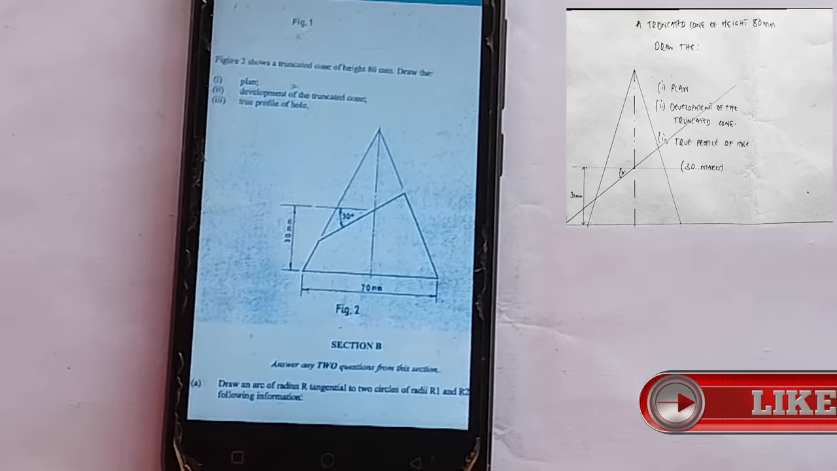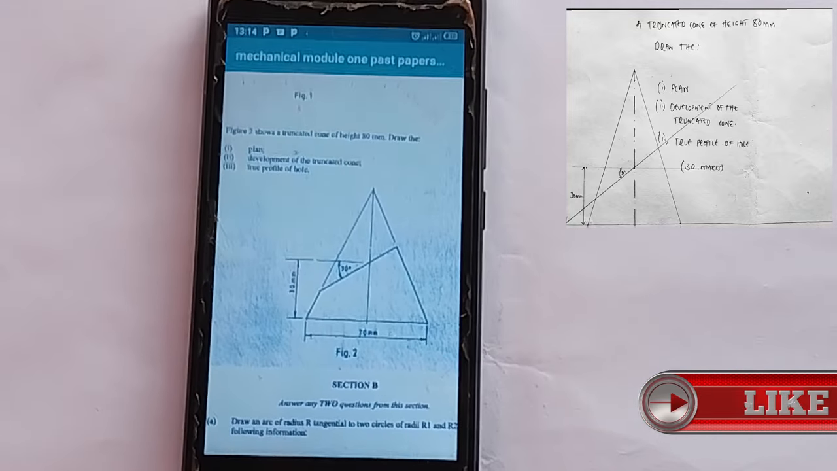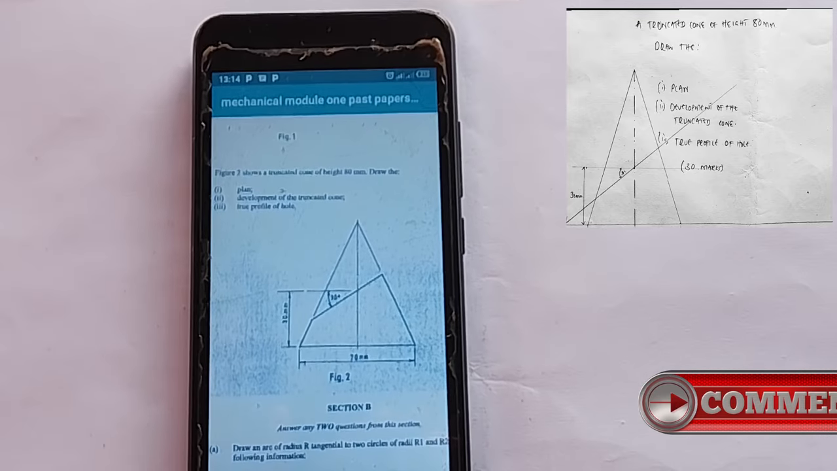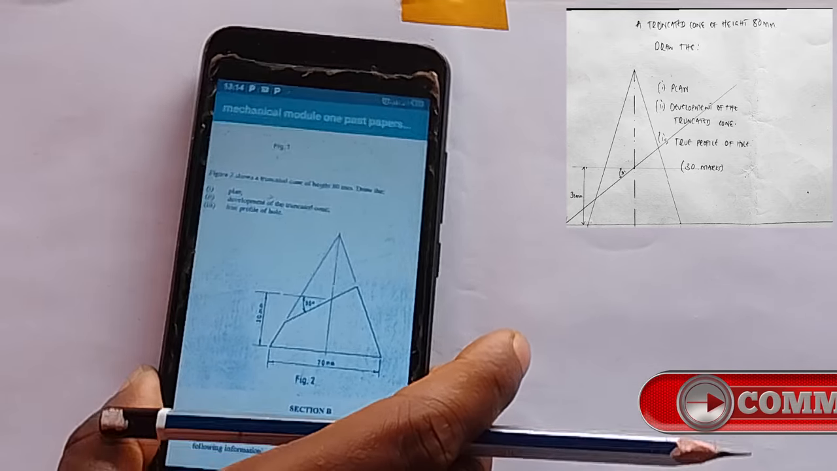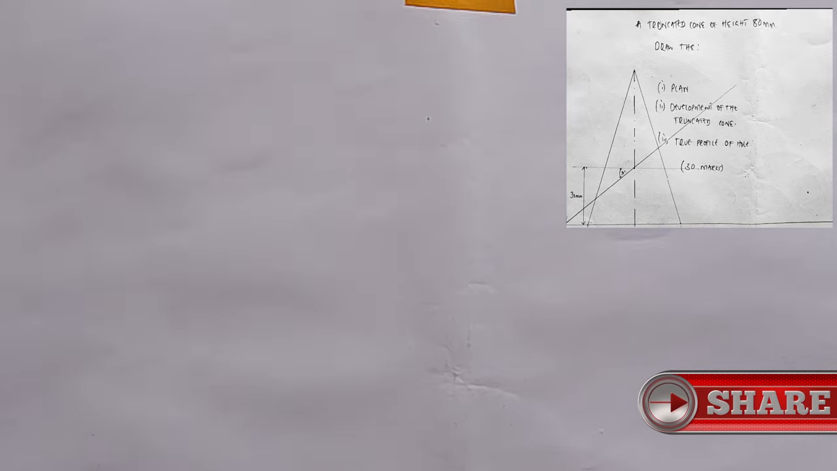You're supposed to draw only three views: the plan, the development of the truncated cone, and the true profile of the hole. I will show you all these things. Please subscribe to my YouTube channel as we do this question.